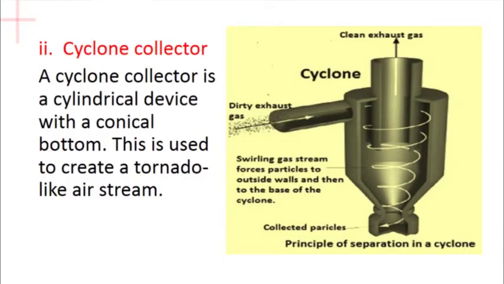Number 2, cyclone separator. A cyclone separator or a cyclone collector is a cylindrical device with a conical bottom. This is used to create a tornado-like air stream.